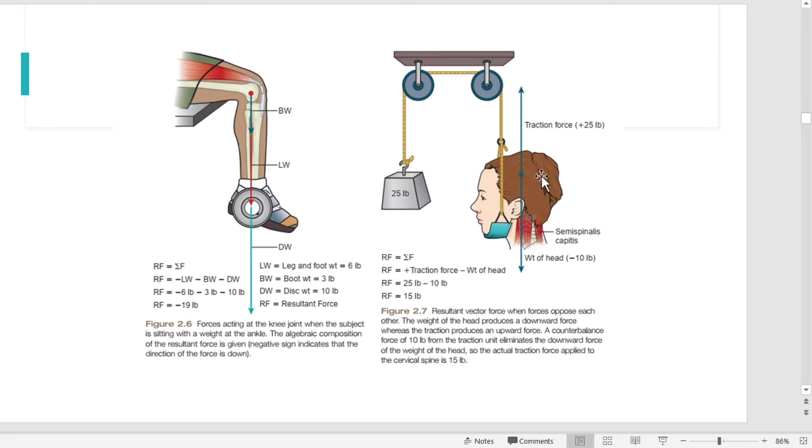Then we have, what are the forces acting? Of course, the weight of the head, which is directed downward. And now, if you are asked for the resultant force, just simply add your plus and minus. Since you have your 25 pounds going up, which is positive, 25 pounds minus 10 pounds, which is the weight of the head going downward, you have an RF of 15. Again, this is not in Newton, so you can convert it.